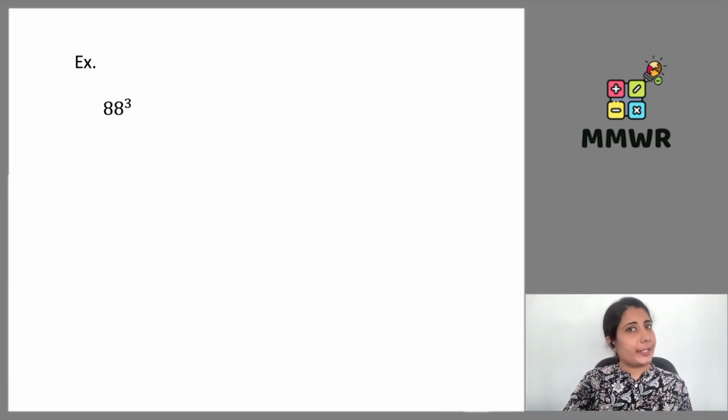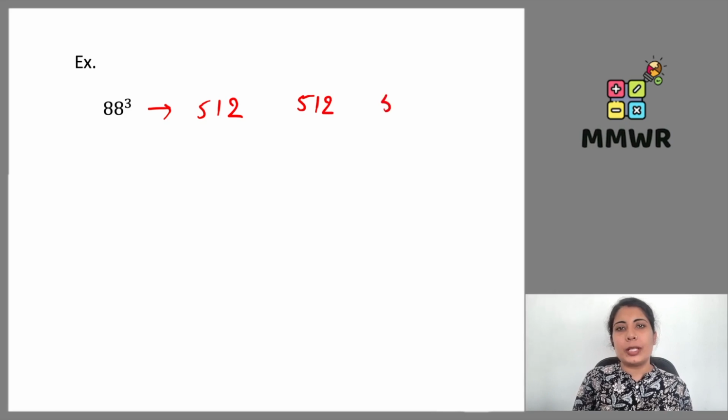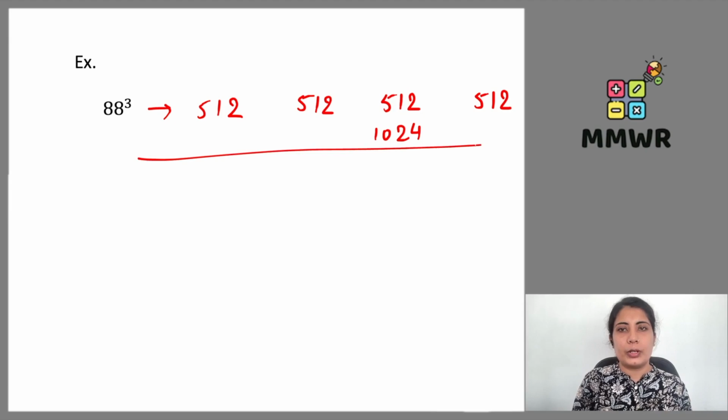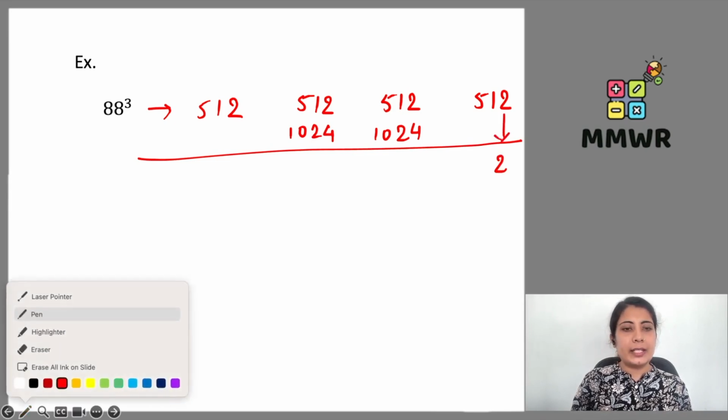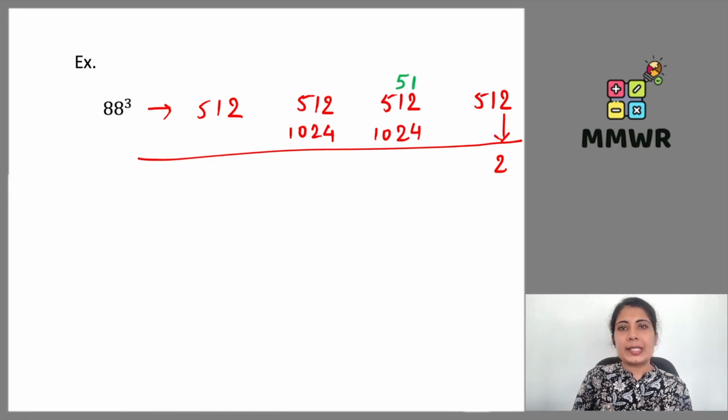Let's find out the cube of 88 and 99 as well. So 88 cube, that means the cube of 8. So 8 cube, which is 512, I'll write in 4 columns. Just taking twice of 512 gives me 1024. Let's quickly add this. 2 I will be writing below and 51 I will carry forward to the next column.